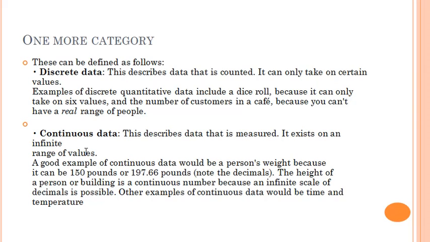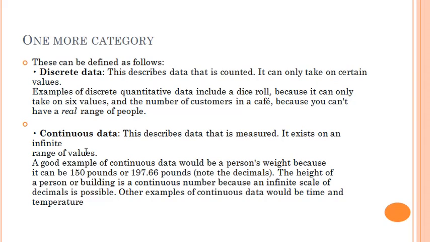Examples of discrete quantitative data include a dice roll, because it can only take on 6 values. So we have a finite set of values, and that's why it is discrete data. Also, the number of customers in a cafe is a discrete number because you can't have a fraction of people.